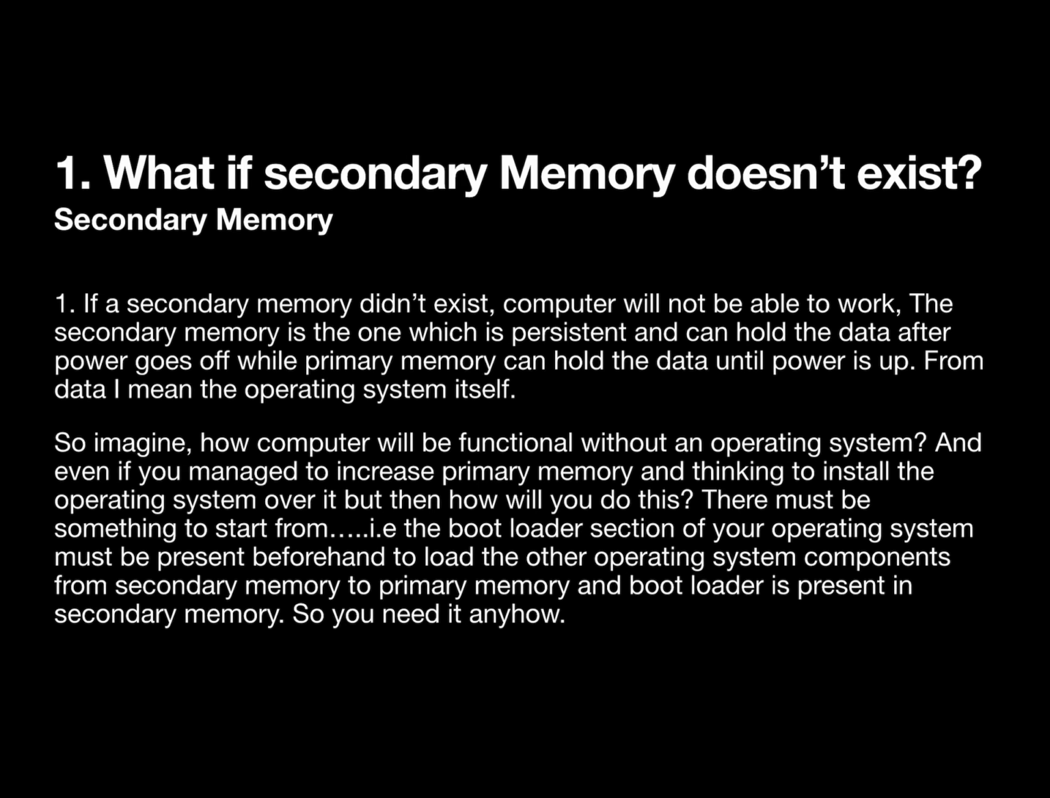And even if you manage to increase the primary memory and think of installing the operating system over it, how will you do this? There must be something to start from. The bootloader section of your operating system must be present beforehand to load the other operating system components from secondary memory to primary memory, and the bootloader is present in secondary memory, so you need it anyhow. In another way, primary memory can be lost and all data is lost, but if you lose secondary memory, you can never return the data to you. So it's the most crucial.